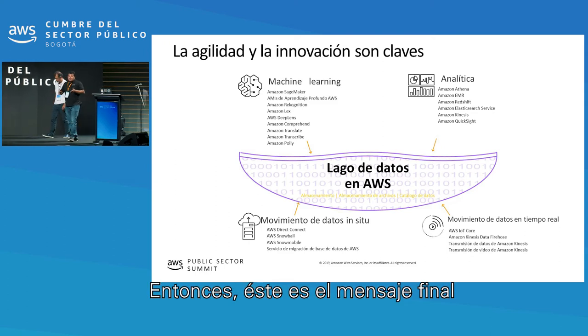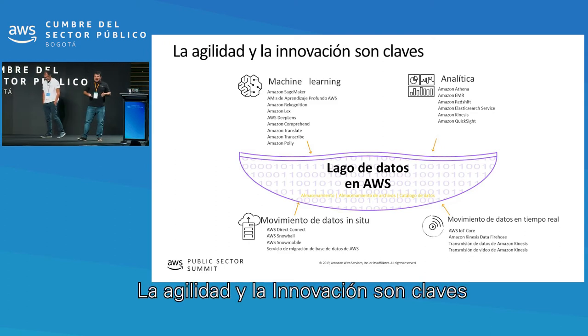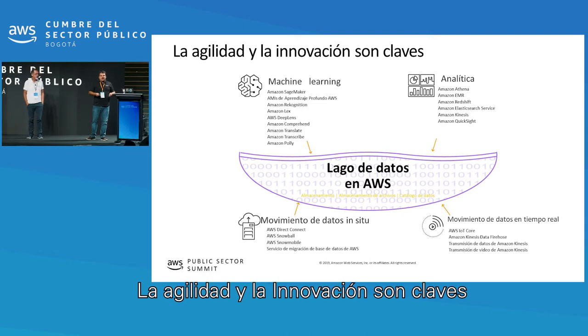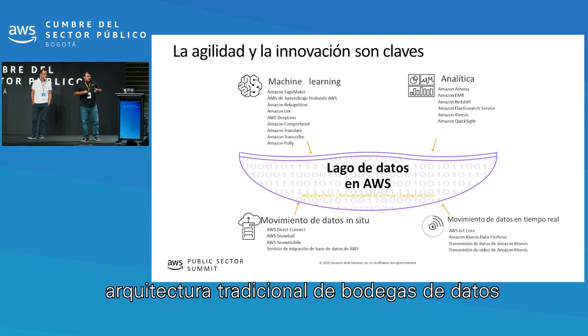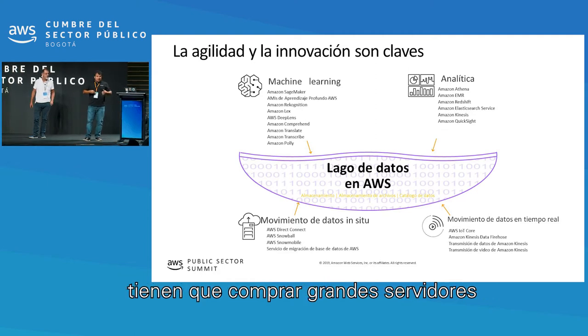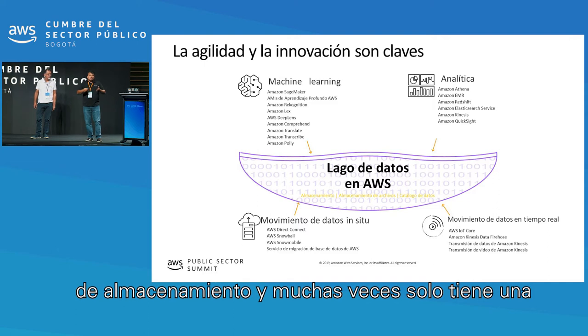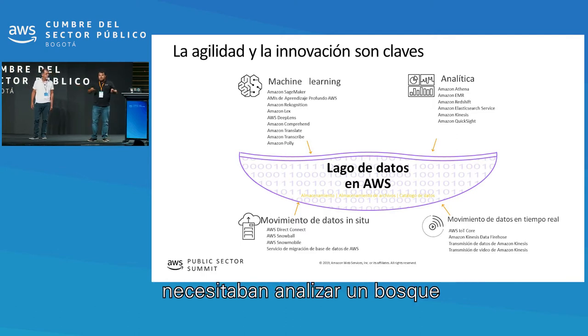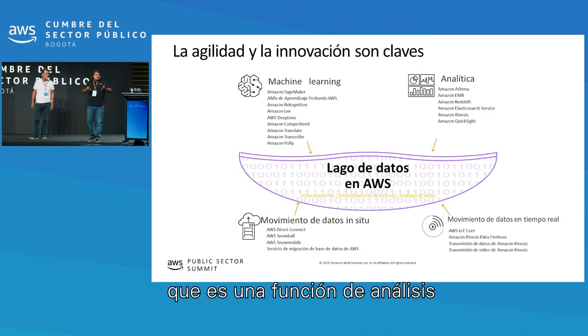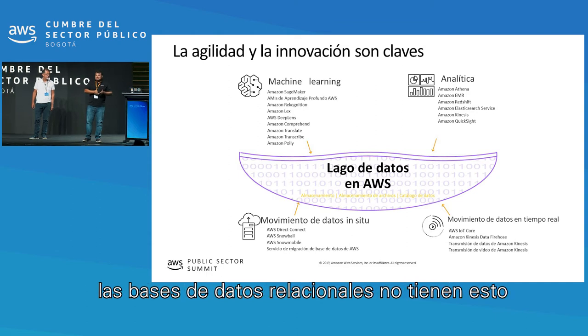All right, so final message, right? Agility and innovation are key, right? In traditional data warehouse architectures, you have to buy huge servers, huge amounts of storage. And many times you have only one analytical engine. And the guys from INPE needed random forest, right? It's one kind of function for analytics. I can assure you, most of the relational databases don't have this, right?